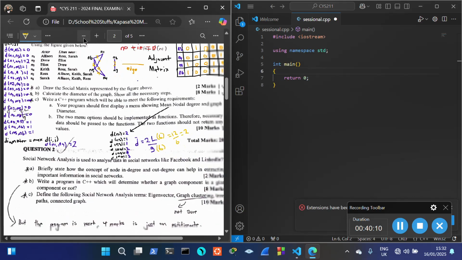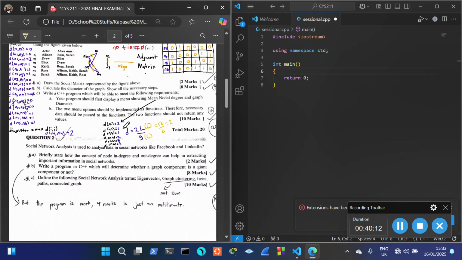Okay, so I'm trying to zoom out. Okay, so everything is clear now. So we are saying your program should first display a menu showing mean degree and graph diameter. So remember, you can create a menu in C++.